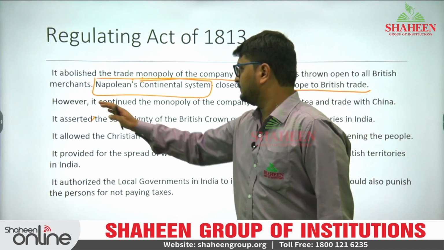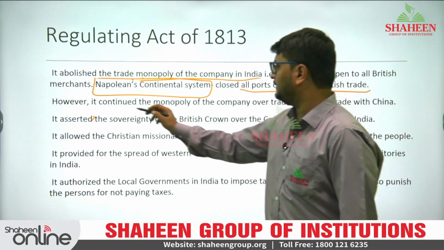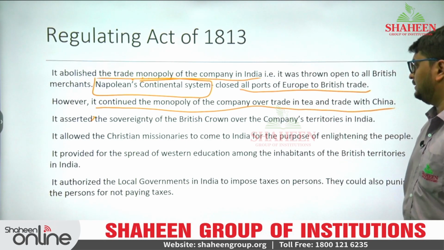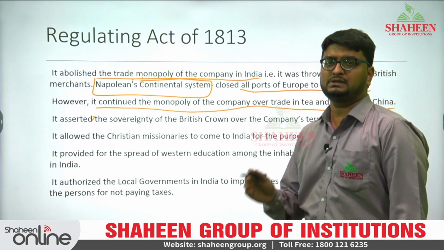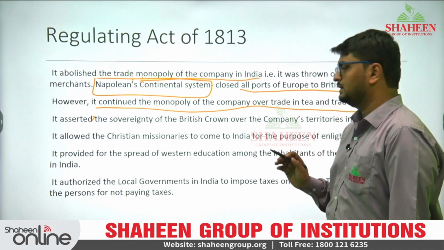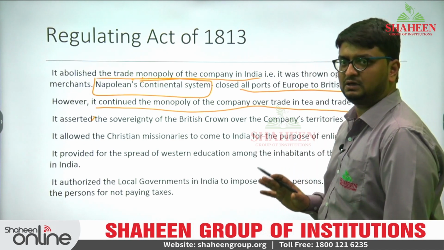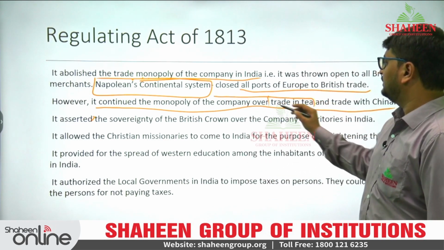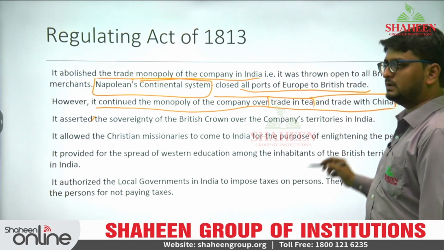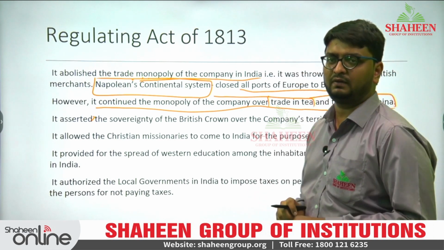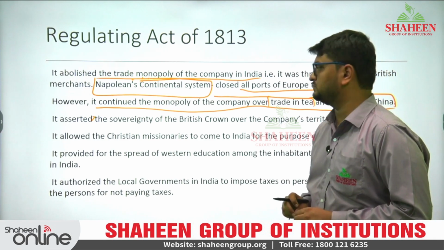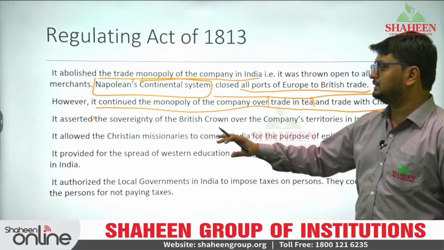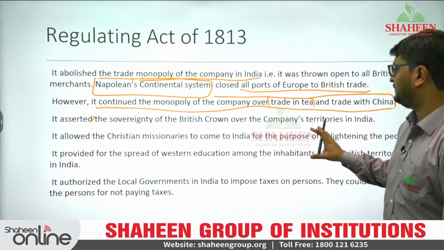However, you can see that it continued the monopoly of the company over trade in tea and trade with China. The East India Company's monopoly was still intact over the trade in tea. Tea trade and trade with China was a main aspect of the East India Company. It was doing much more work on the tea trade. It happened like that.